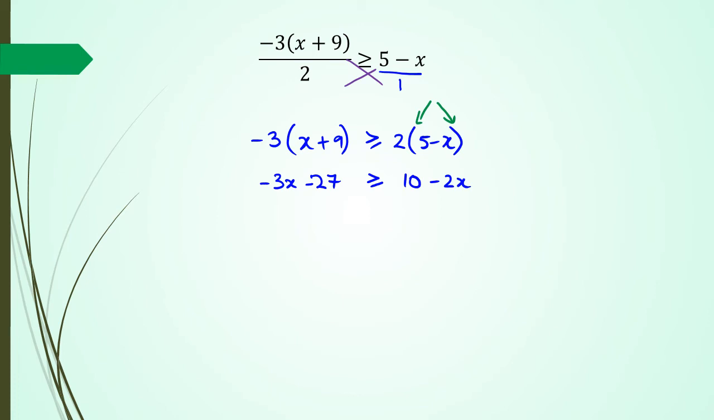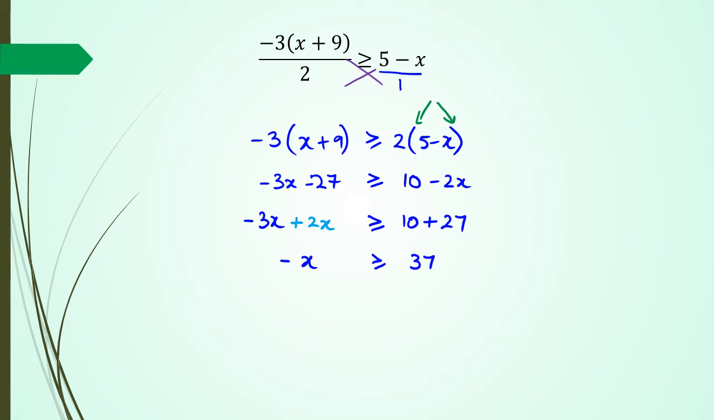Now, at this point, I need to rearrange so all my x's are on one side. When I bring negative 2x to the left-hand side, it will become plus 2x. And when I take 9 to the right-hand side, it will become minus 9. Negative 3x plus 2x is negative x is greater than or equal to negative 9.